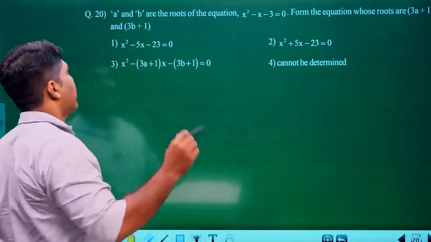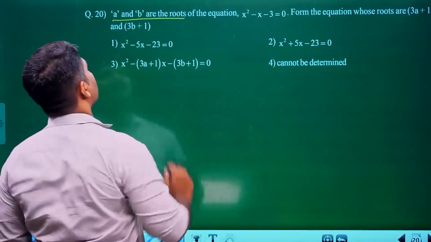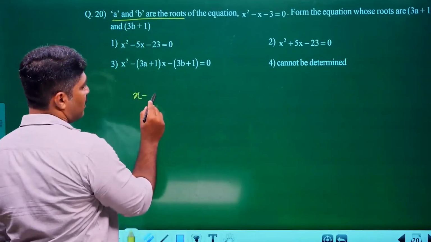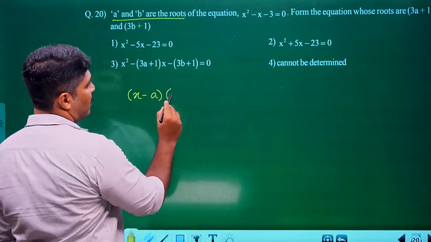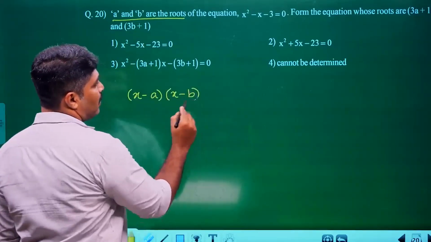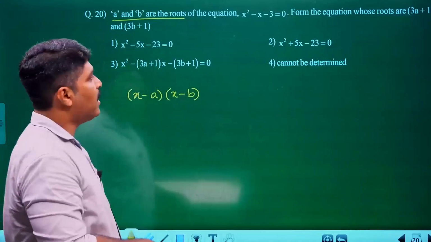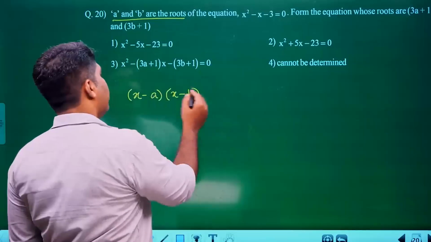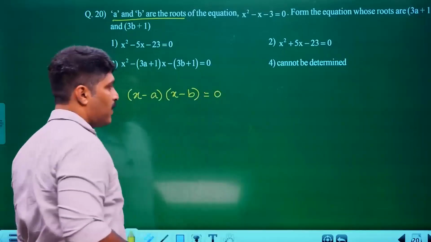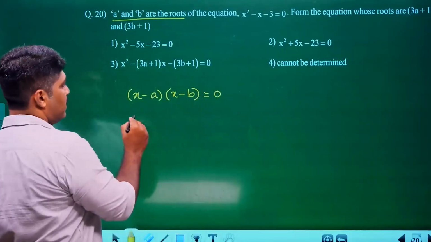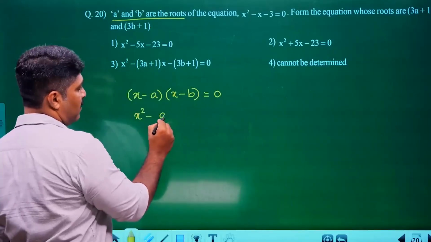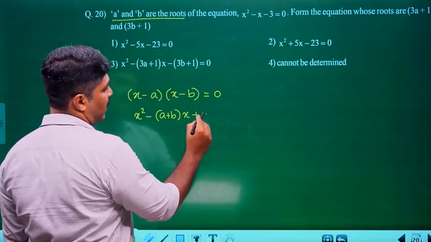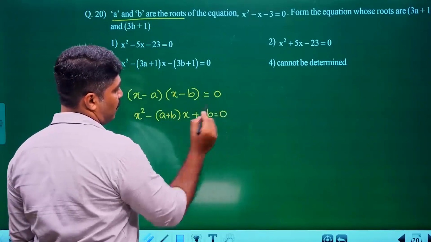Suppose a quadratic equation has roots a and b, then how can we frame that quadratic equation? It is x minus a into x minus b equal to 0. So if we have the roots of a quadratic equation, we can frame it like this. Just expand this one. This is x squared minus (a plus b) x plus ab equal to 0.